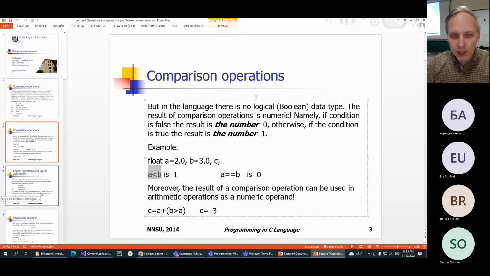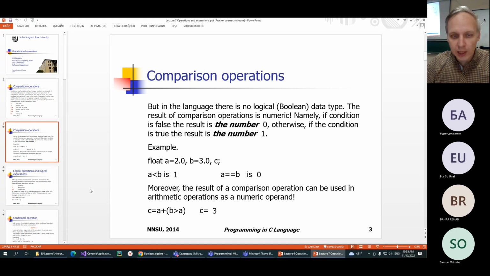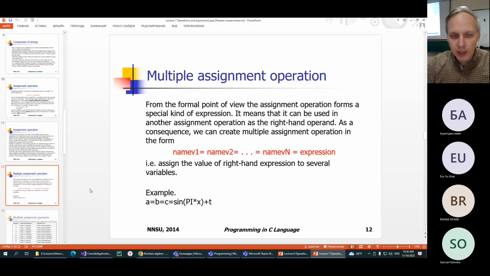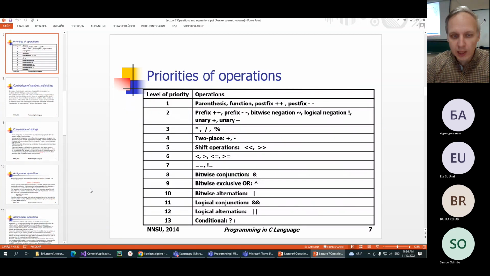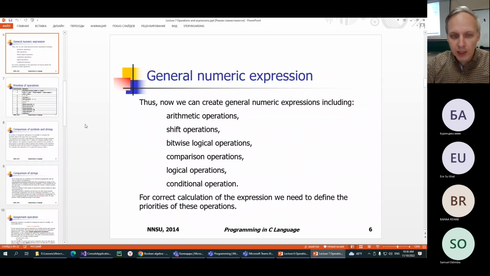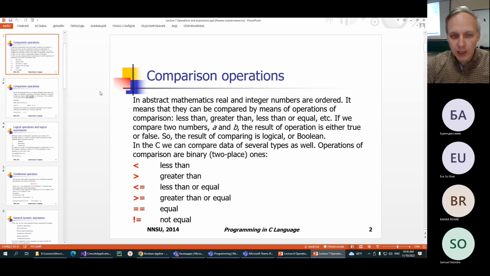Well, we have just 5 minutes to the end of the lesson, and we continue our next lesson from this point. We discuss logical operations and logical expressions, and after that maybe we discuss the assignment operation in detail.